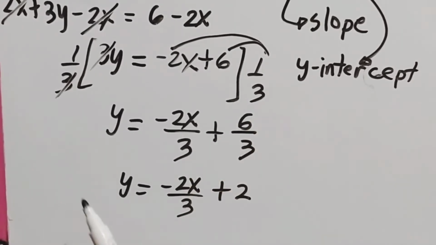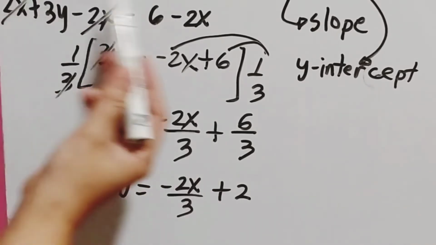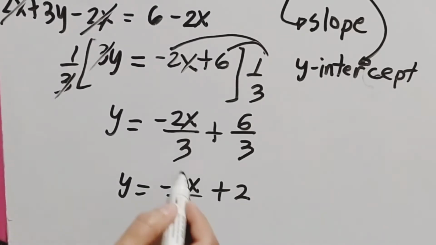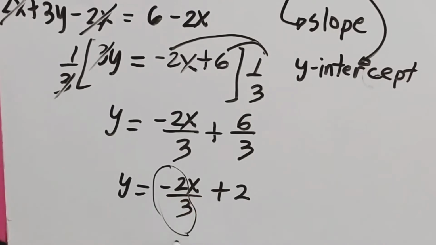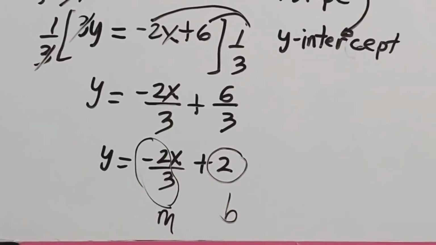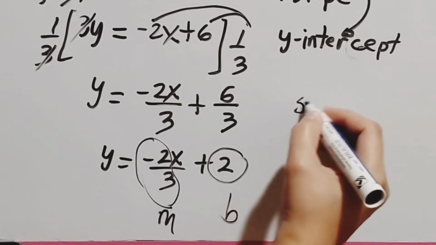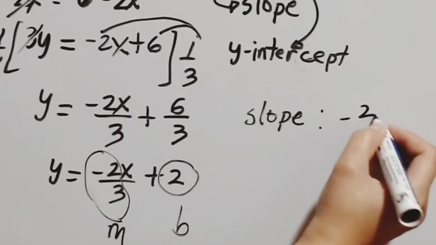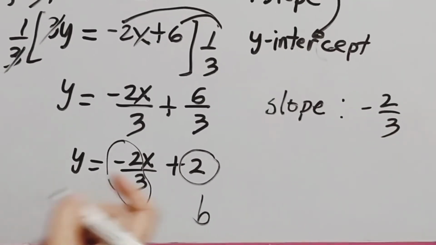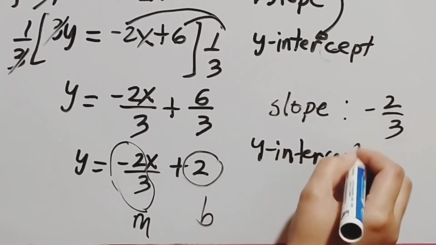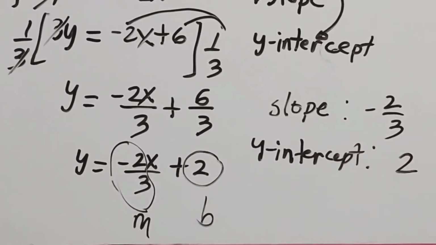Now, dahil naisulat na natin yung equation into the form y equals mx plus d, we can easily determine the slope. This is our m. And this is our d. So, therefore, the slope is negative 2 over 3. Here it is. And the y-intercept is 2.